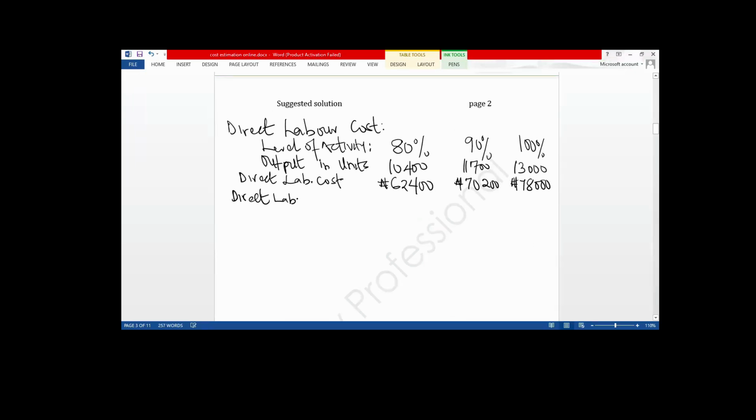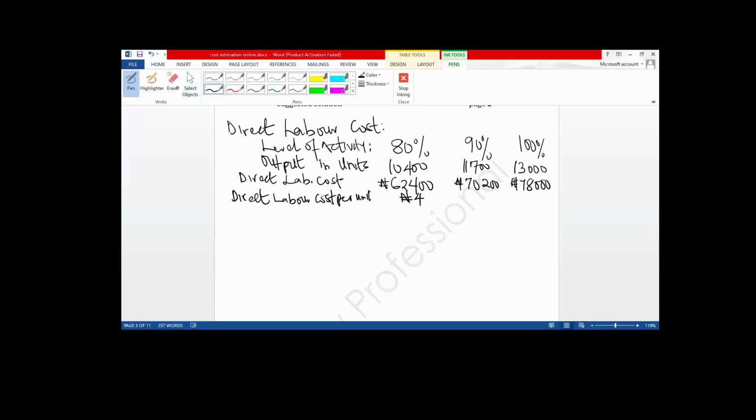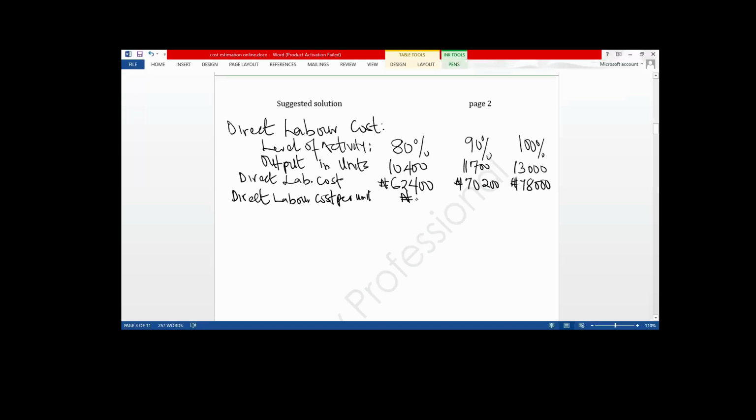6 naira per unit. 6 naira for the second one. 6 naira for the third one too. 6 naira. Look at it again.